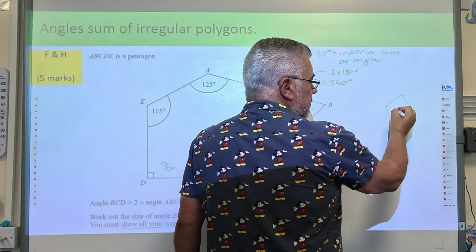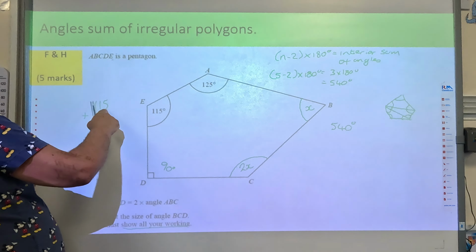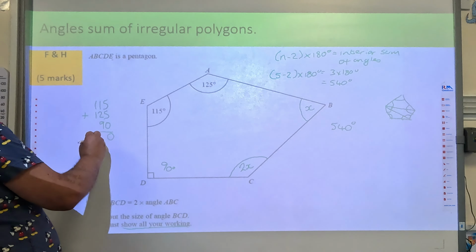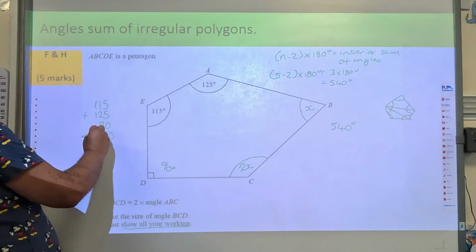But I know some of these angles. I know this one, I know this one, I know this one. Let's see what these 3 add up to. I'm going to add these 3 together. 115 add 125, and 90. 5 add 5 is 10. 9, 10, 11, 12, 13. 1, 2, 3. These angles sum to 330.